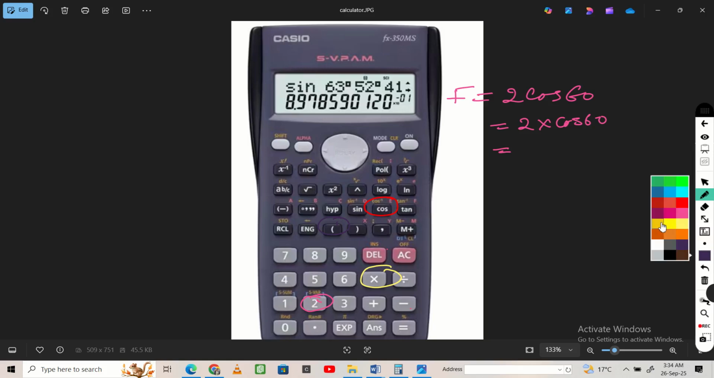Where's my 6? And this is my 0. Press 60. And then you close the bracket. So this is the first number. There's another one, so that's easier.